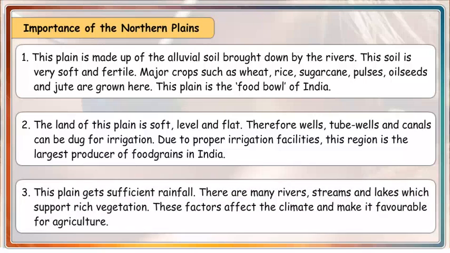Third, this plain gets sufficient rainfall. There are many rivers, streams and lakes which support rich vegetation. These factors affect the climate and make it favorable for agriculture.